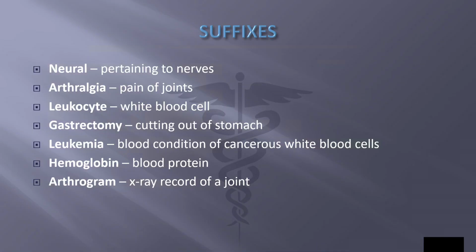Okay, next, starting on page 16, we have suffixes. Each suffix is in bold in the suffix column and underlined in the medical term column. So our first suffix, we have al, and this means pertaining to. Our medical term, we have neural, so this means pertaining to nerves. Next, we have algia. This is a condition of pain. So arthralgia is the pain of joints.